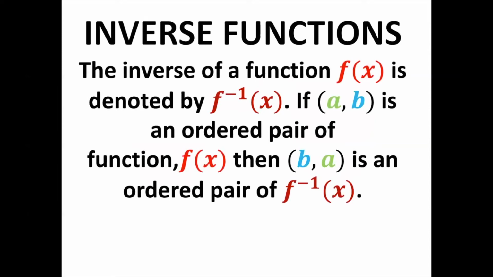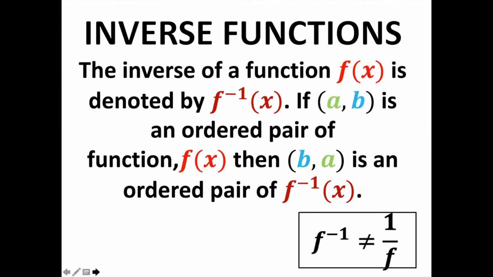The inverse of a function f of x is denoted by f inverse of x. If a, b is an ordered pair of the function f of x, then b, a is an ordered pair of the inverse function. Observe that if you have an inverse function, the domain and the range, or the x and y, interchange. Please be reminded that the inverse function symbol is not equal to 1 over f as we denote for a negative exponent. Again, it's not equal.